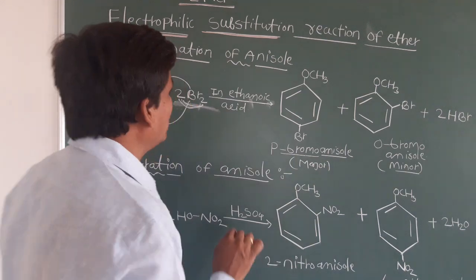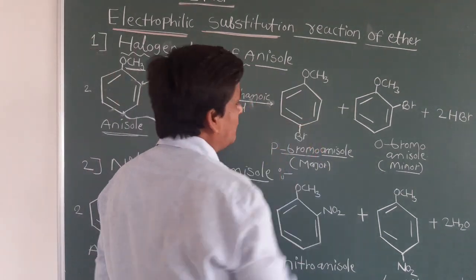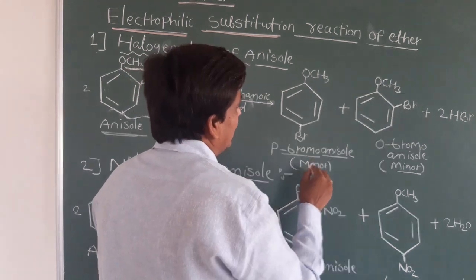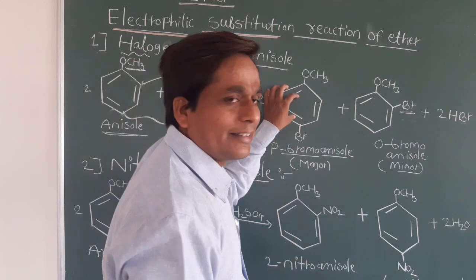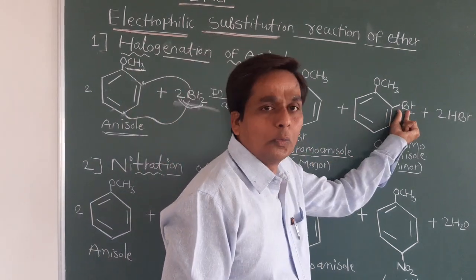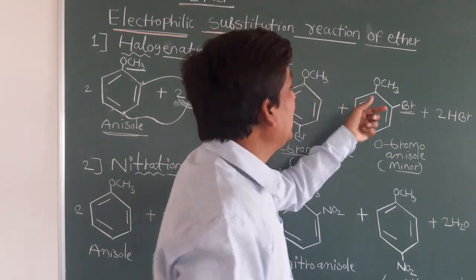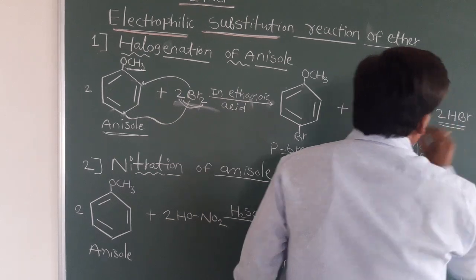para-bromoanisole. Now clear how we get para-bromoanisole? The bromine is attached at the para position, and again bromine is attached at the ortho position. The remaining structure is as it is; only bromine attaches at the para and ortho positions. Para means 1,4 position and ortho means 1,2 position. And 2 HBr is removed as the byproduct.